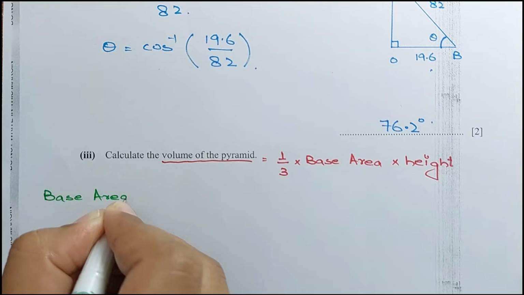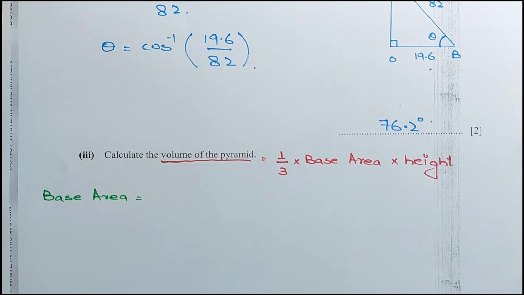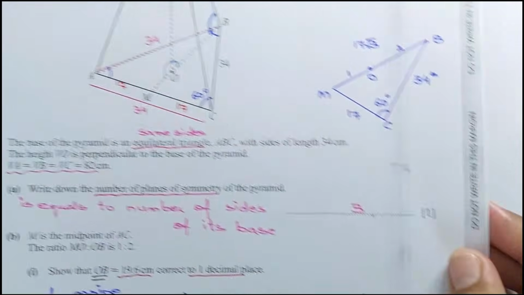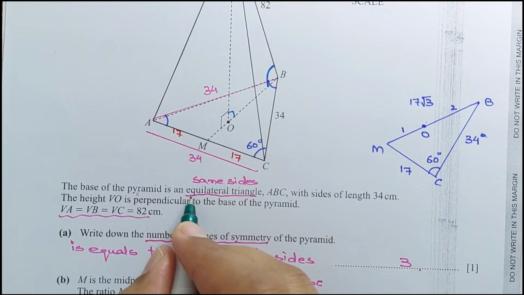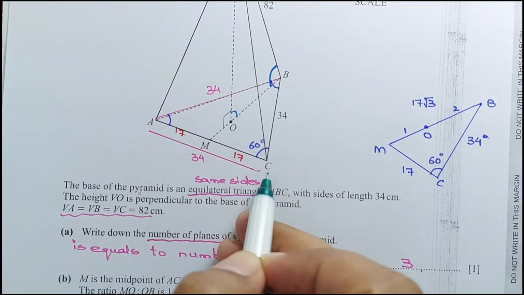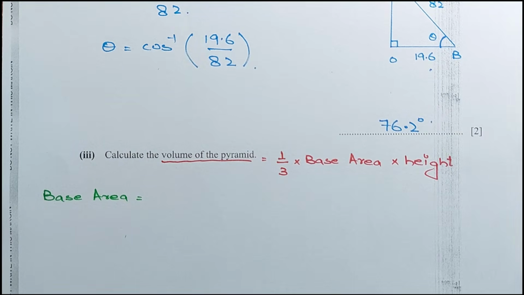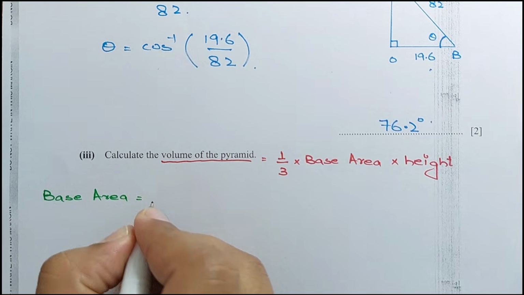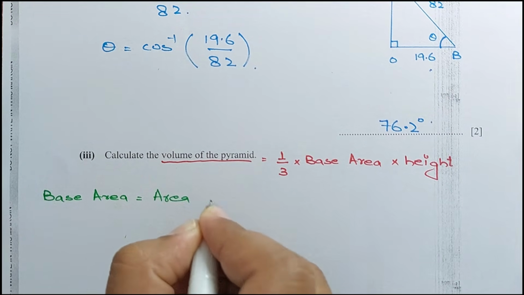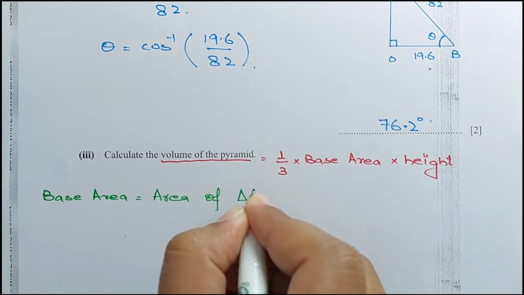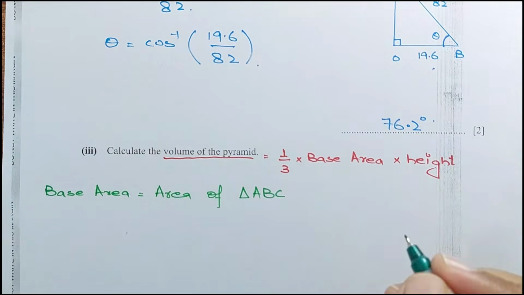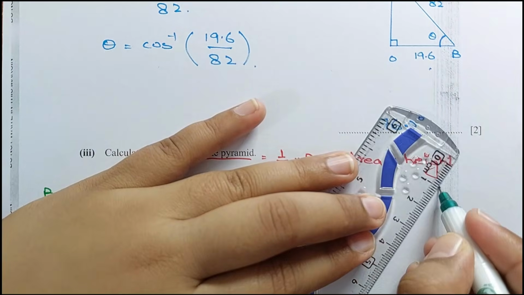So the base area, as we can see, the base of this pyramid is an equilateral triangle ABC. This is 34, 34, 34. That is the base, right? So base area is basically the area of triangle ABC, right? So this is the triangle.